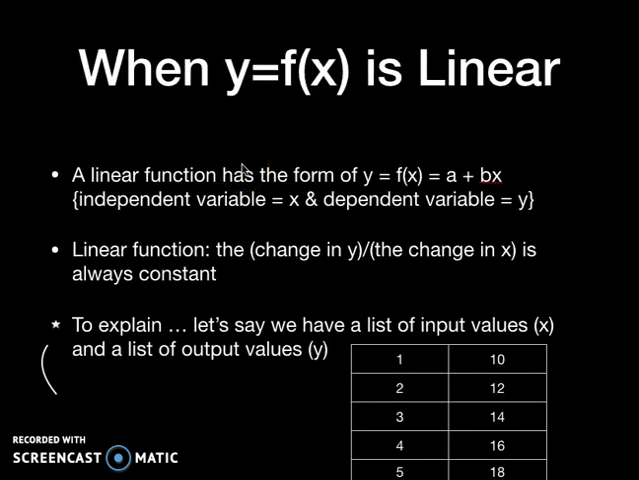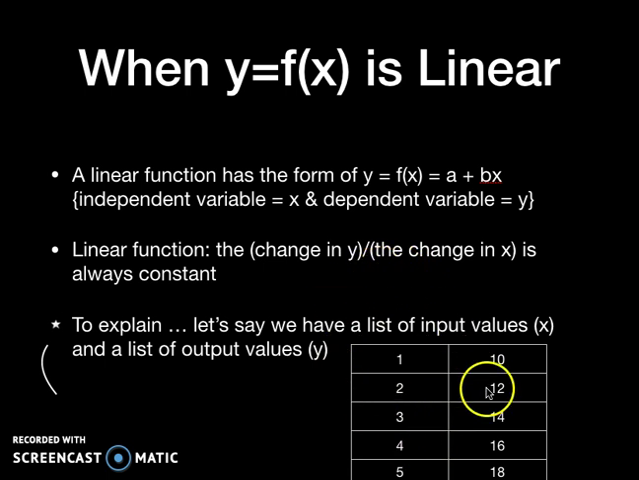When y equals f of x is linear, a linear function has the form y equals f of x equals a plus bx. The independent variable is x, and the dependent variable is y. A linear function is basically one where the change in y over the change in x is always constant.